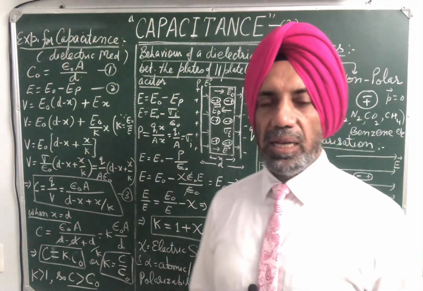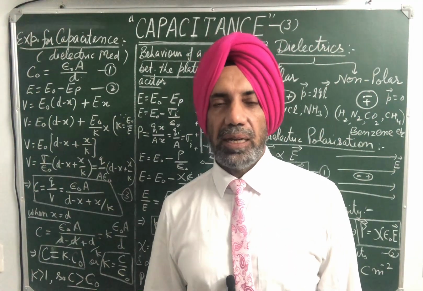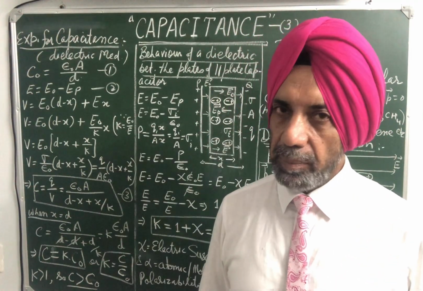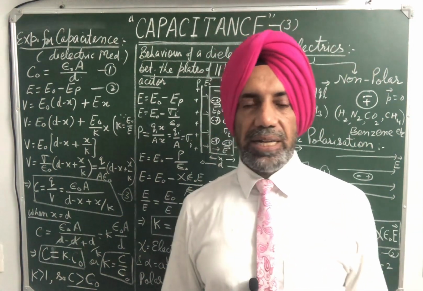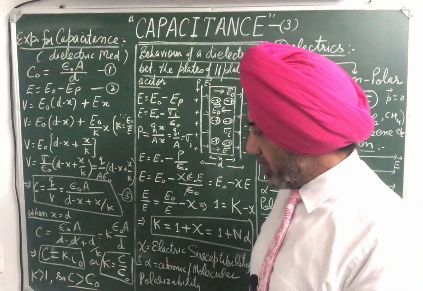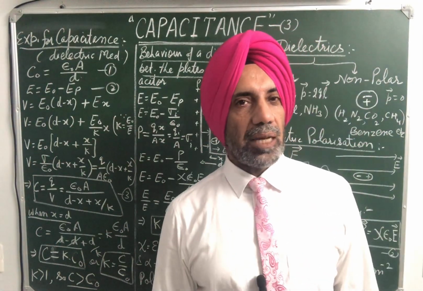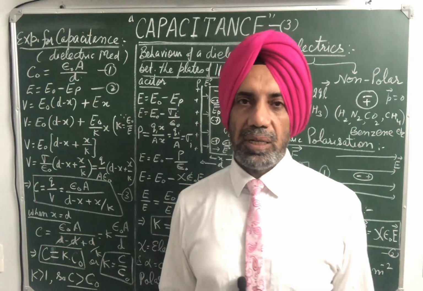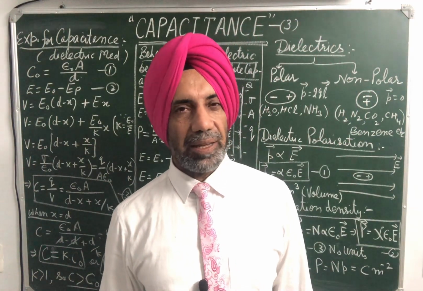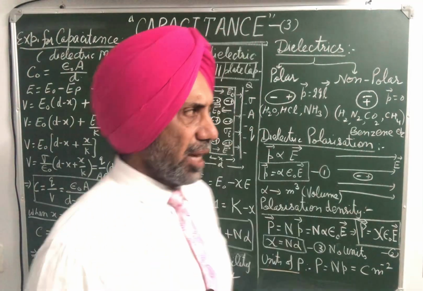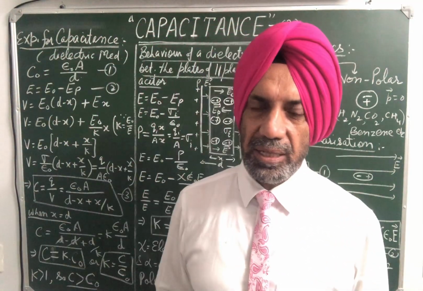So C always increases when a dielectric slab is introduced between the plates, and it becomes K times. Suppose in case of water the value of K is 81. So in case of water used as dielectric, capacitance will be 81 times the capacitance of a similar air capacitor. So this is all about dielectrics and capacitance.